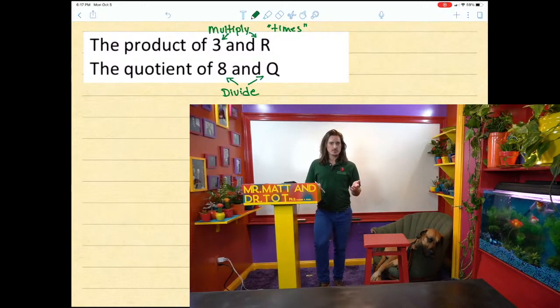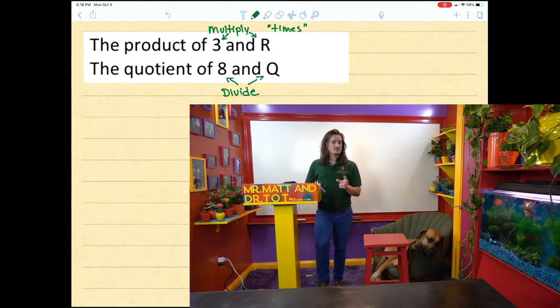Same thing with multiplication. 2 times 3 is 6. 3 times 2 is also 6. That doesn't work with subtraction or division, right? 3 minus 2 is positive 1, but 2 minus 3 is negative 1. 2 divided by 3 is 2/3. 3 divided by 2 is 3/2.